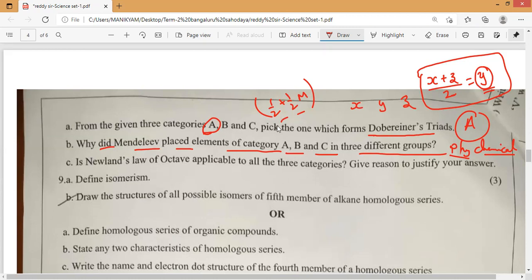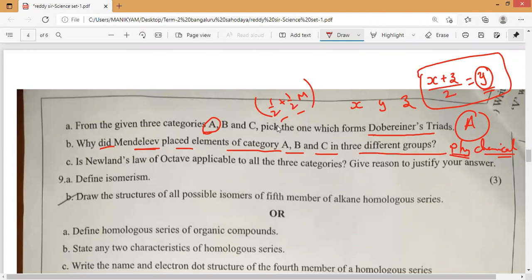So you have to write that point. See, Mendeleev's classification is based upon the physical and chemical properties only. While I was teaching, I have taught you this. You might have noticed, check your classwork. And remember, Kevin, Newlands' law of octaves is the musical note.